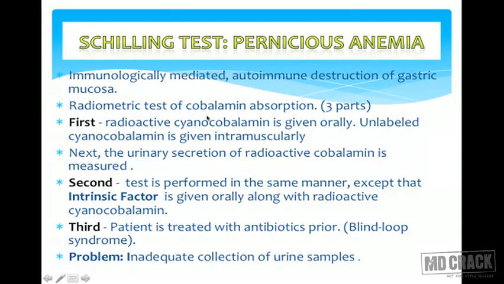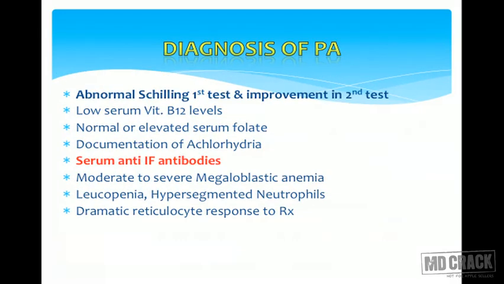Here they will do it in 3 parts. In the first portion they will give radioactive cyanocobalamin orally, and unlabeled cyanocobalamin intramuscularly, and then keep collecting the urine sample and measure the radioactive cobalamin content. In the second test it is performed in the same manner except that intrinsic factor is given orally along with the radioactive cyanocobalamin. In the third portion the patient is treated with antibiotics beforehand, for example if the patient has blind loop syndrome, and again they will estimate the urine sample. But the problem with this test is inadequate collection of the urine sample. If you don't collect it properly, you may interpret it in a very wrong way.